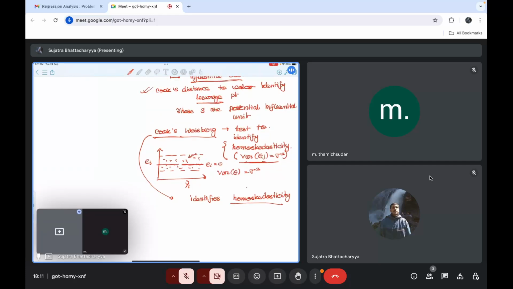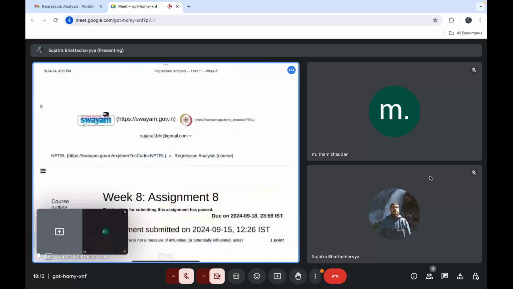It will ultimately direct us that yes, some influential observations must be there in the data, but it will not tell exactly which is the influential observation. So that is the thing here. That's why this is not a potential unit. Fine. So let's go ahead.